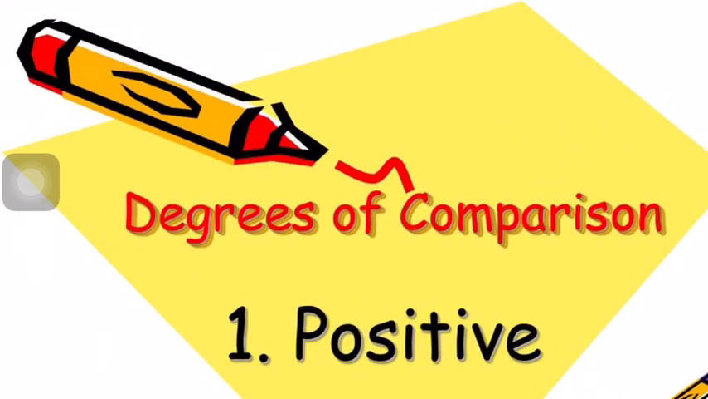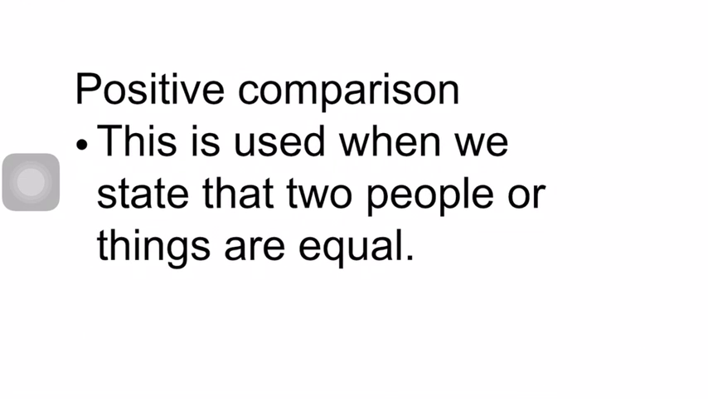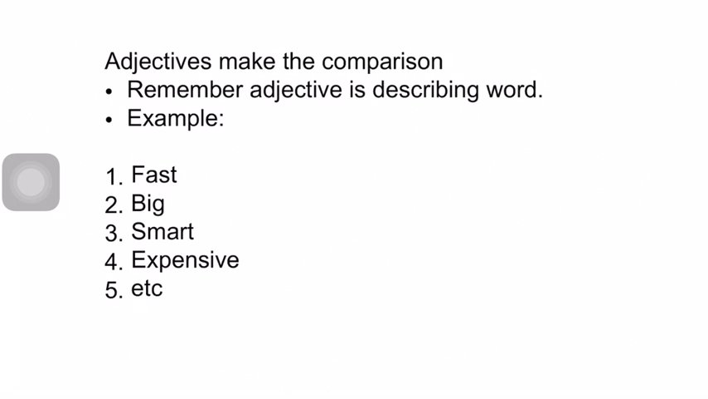Degree of comparison. First, positive. Positive comparison is used when we state that two people or things are equal. Adjectives make the comparison. Remember, adjective is describing word. For example, first, fast. Second, big. Third, smart. Fourth, expensive, and many more.